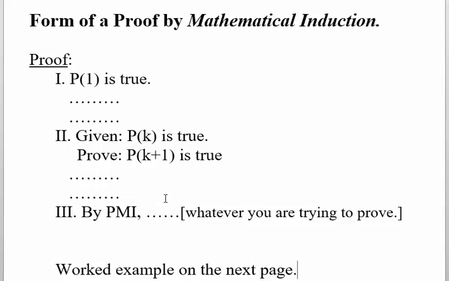And finally, Roman numeral 3, you state by PMI, and then you state the statement that you are trying to prove. In my next video, I'm going to do an example.